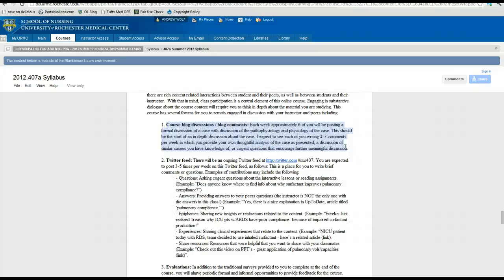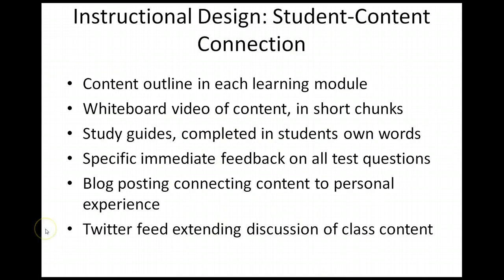I just want to read a reaction from a student in the evaluation. The student wrote, "The peer interaction in this course on Twitter and through the blogs was excellent. I met someone from my program through this online class, and we will continue to support each other through the rest of our program. I thought that the interaction was wonderful, and overall I thought it was a great class."